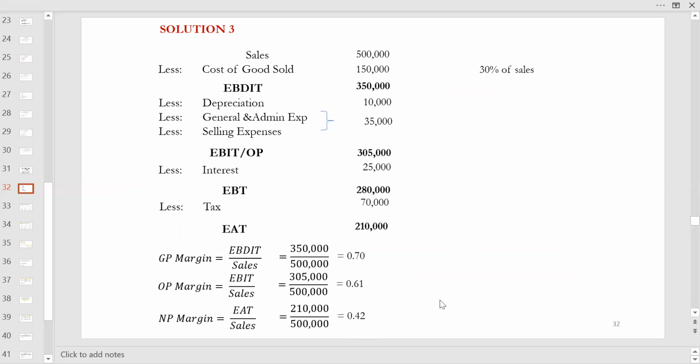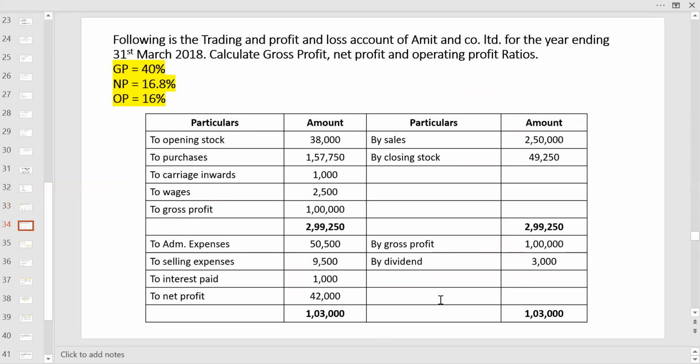If you have two to three years of ratio data, then it will be good. If not, then also we can interpret by our own perception, meaning knowledge, depending upon the company, if we have certain knowledge about that. So this is done with it.